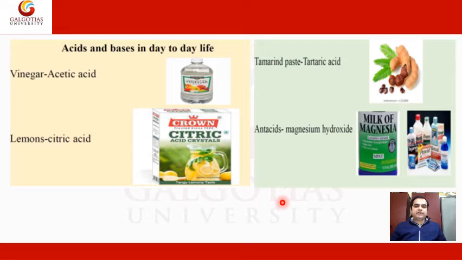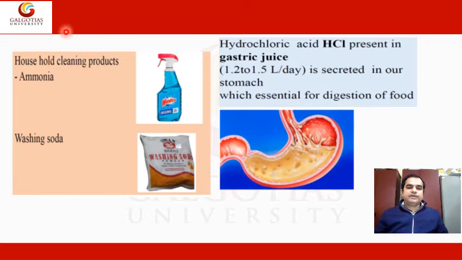Now, in our daily life, we see various acids and bases. We have vinegar, in which we have acetic acid. We have lemons, with citric acid. We have tartaric acid, and antacids like milk of magnesia. These are some of the daily life acid-base products. We also use household cleaning products like ammonia, and washing soda powder. We also have hydrochloric acid present in the gastric juice secreted in our stomach, which is essential for the digestion of our food.